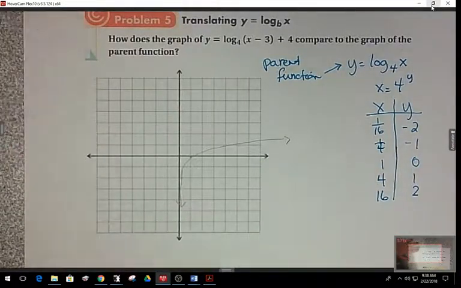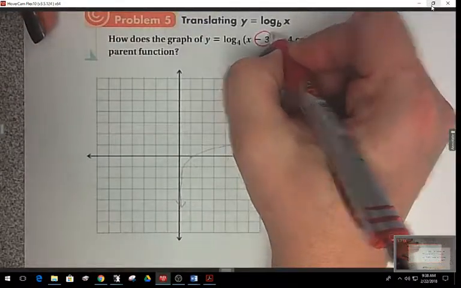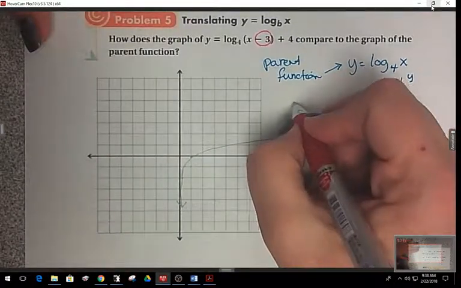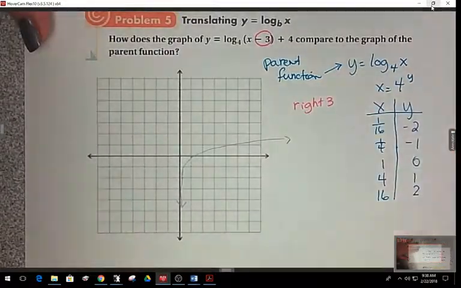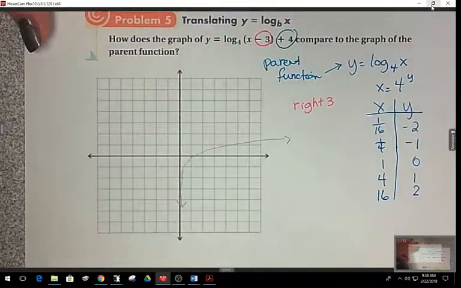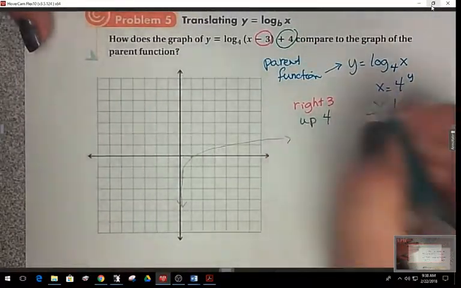But now we've got to look at the other numbers in this problem. What does this minus 3 that's inside the parentheses do to my graph? That's going to shift it right 3. The plus 4 that comes after all of that is going to shift it up 4.